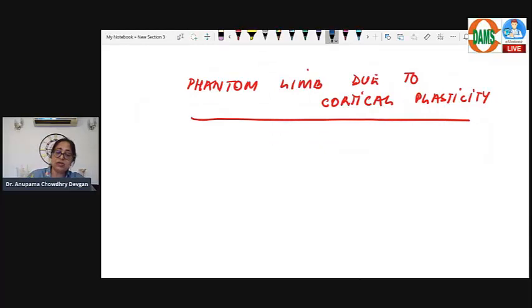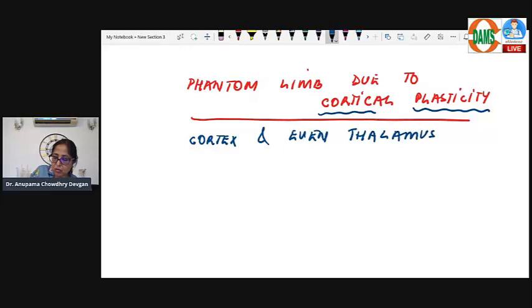Let's try and understand this. What is cortical plasticity? The cortex is a plastic structure. And what is plastic? Plastic means moldable. It's like plasticine, Play-Doh which you played with as children, or clay. Cortical plasticity says that the cortex and even the thalamus have the ability to form new synapses.